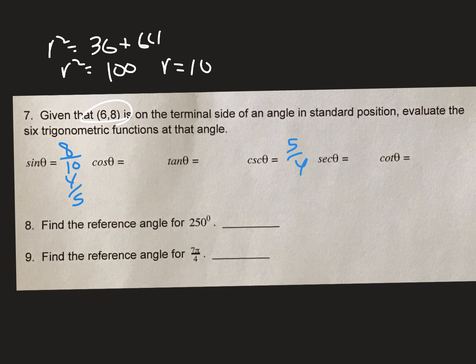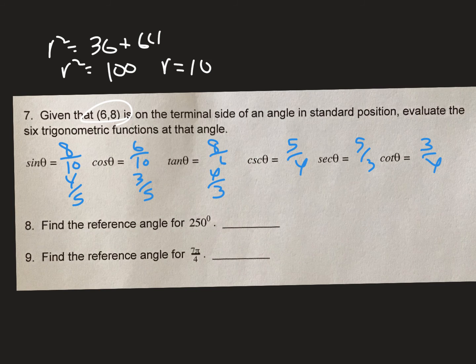Cosine is x over r, 6/10. Reduce it. That's 3/5, which means secant's 5/3. Tangent, you don't even need r. Tangent's y over x, which is 8/6, which reduces down to 4/3. If you flip it over here, it's 3/4. All you got to do.